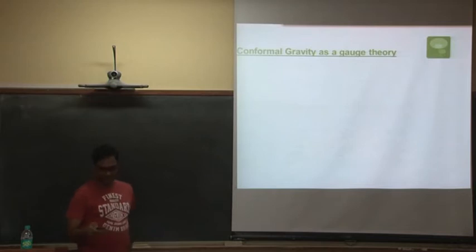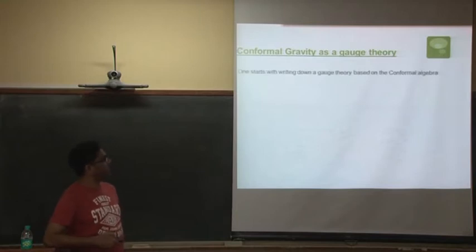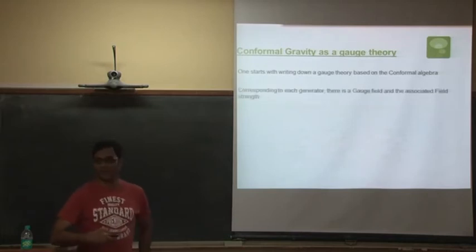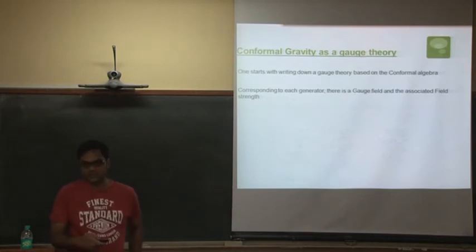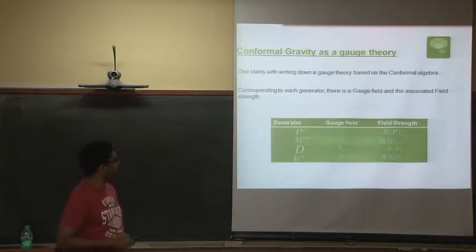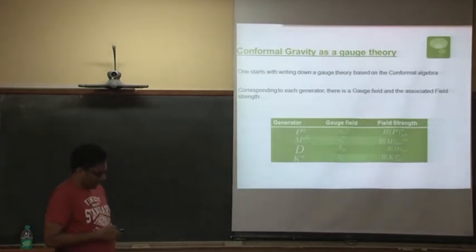Okay, so let us first try to understand what this conformal gravity is. So basically what we do is we start with a gauge theory based on the conformal algebra. Corresponding to each generator in the conformal algebra, you introduce a gauge field and there's an associated field strength. So this is a gauge theory. You start with that.